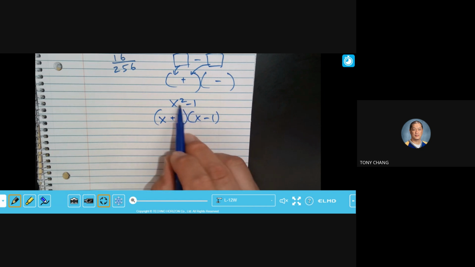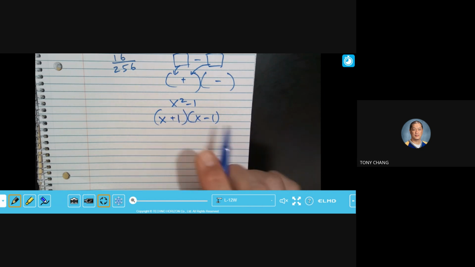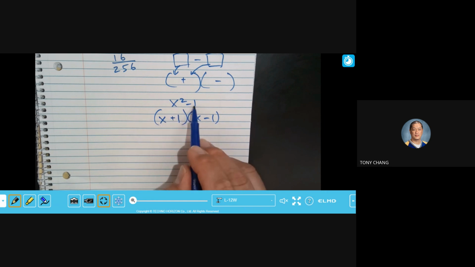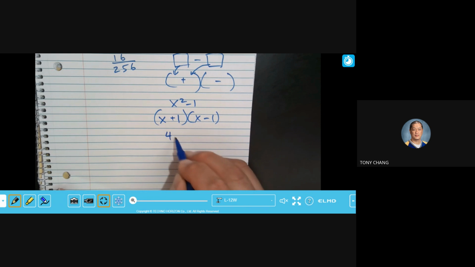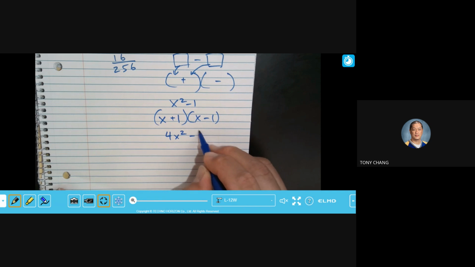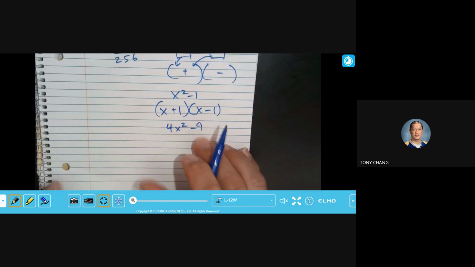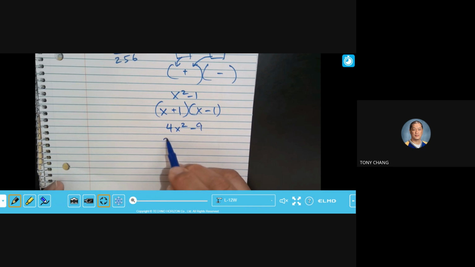So with difference of squares, you don't have to go through the work of factoring it. You square root the first term and the last term. One's going to be a plus, one's going to be a minus. Okay, let's try that again. Let's do a hard one. Square root the first term. Square root of the last term, copy it.